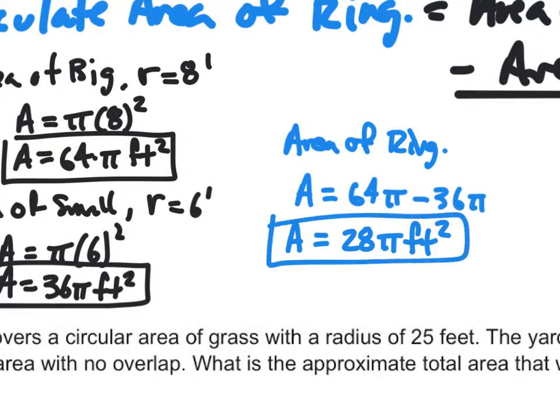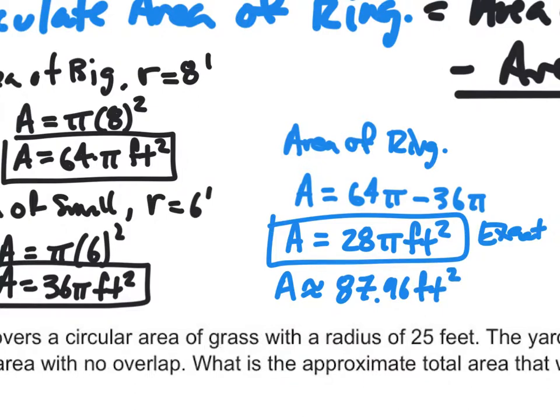Now this is an exact answer. We can get an approximate answer by taking 28 and multiplying it by pi, and that's going to give us an approximate area of 87.96 feet squared.